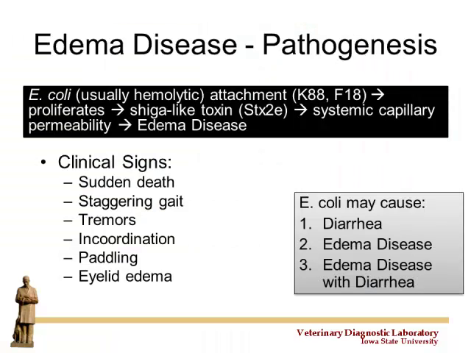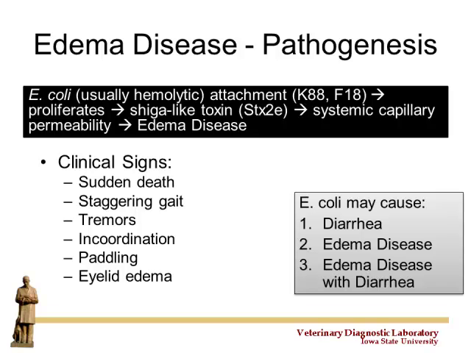E. coli, usually hemolytic, doesn't always have to be. Usually F18, doesn't always have to be. Proliferates in the intestine, produces a sugar-like toxin, which then is absorbed systemically, causes capillary leakage, and therefore we get the edema. It's a pretty cool pathogenesis.